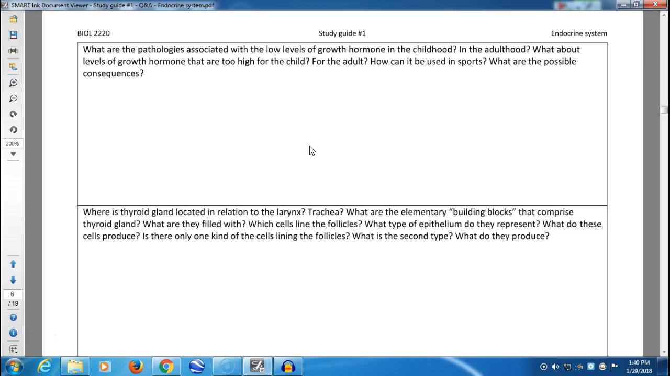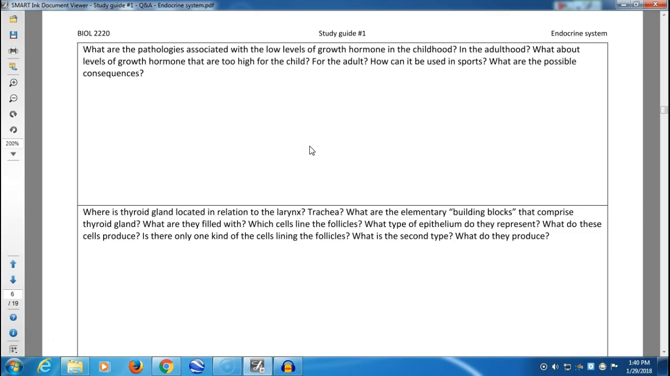Thyroid. Again, when I tell you where it's located, these fellas are going to be there. It's kind of a cheat right there. You can see the thyroid gland in those. Okay.